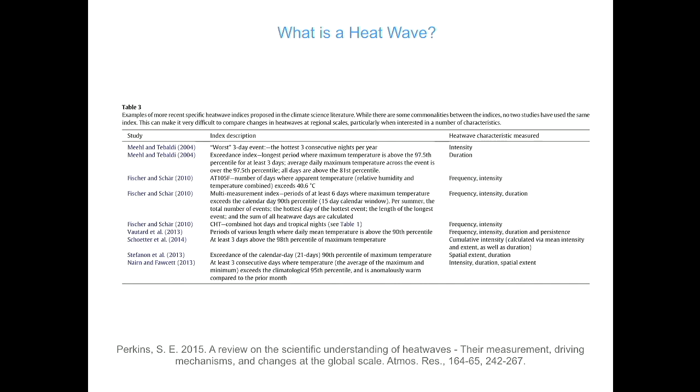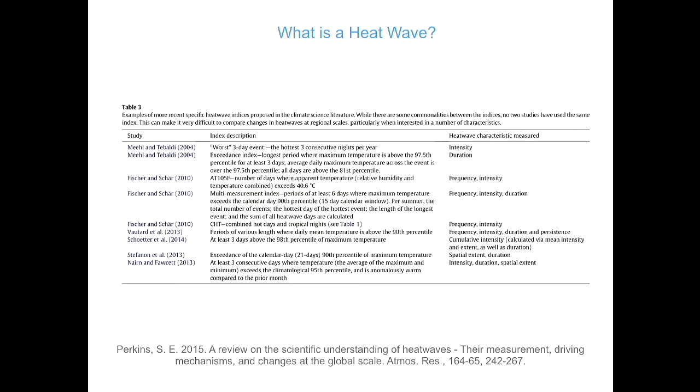So, for example, up here we've got the worst three-day event, the hottest three consecutive nights in a year. We've got exceedances of the 97.5th percentile for 3 days. Exceeding 40.6 degrees, periods of at least 6 days where the maximum temperature exceeds the 90th percentile on a calendar day. The details aren't important. The point I'm making is there's a lot of different ways of thinking about heat waves, and they matter. I'm not going to spend much time in this talk, in fact virtually no time, talking about these different definitions.